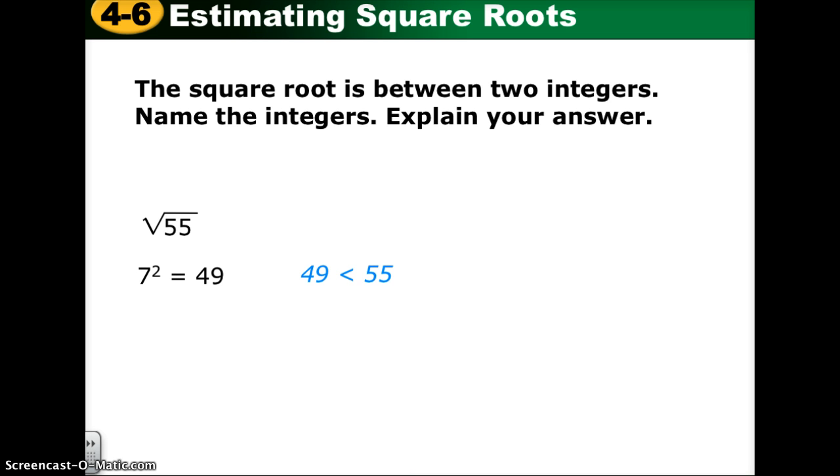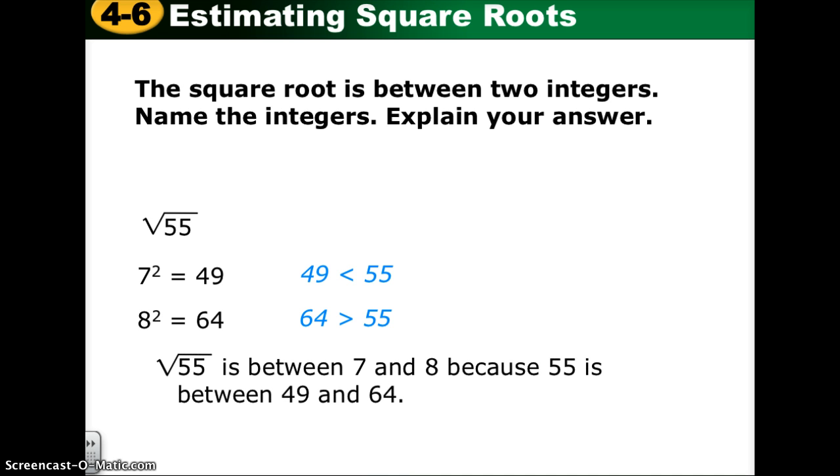So for example, the square root of 55. We know that 7 squared is 49, and we know that 8 squared is 64. There would be no other perfect squares between those, so 55 falls somewhere between the values of 7 and 8.